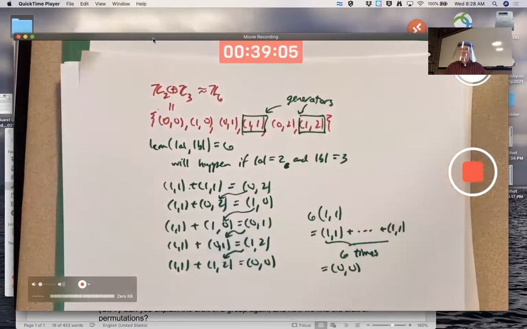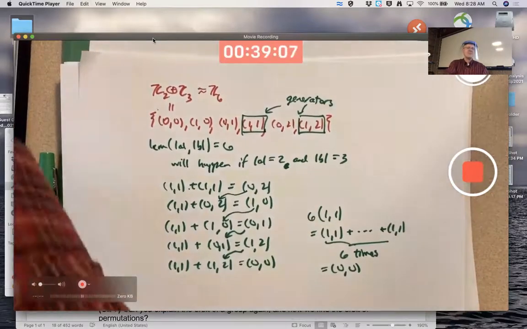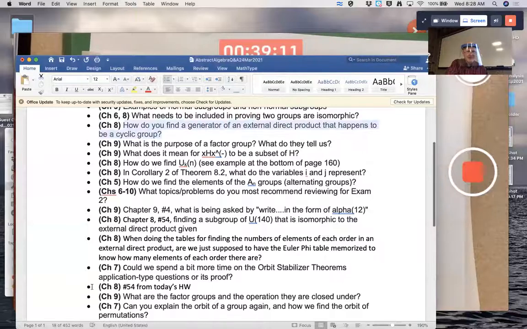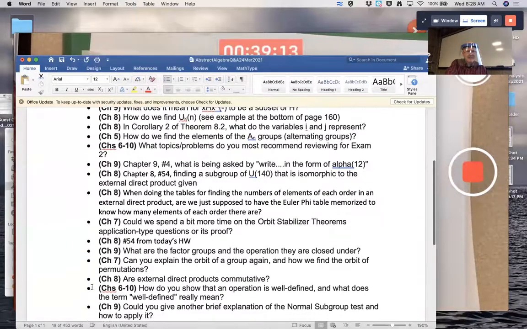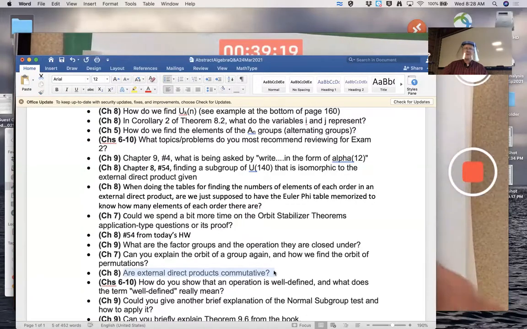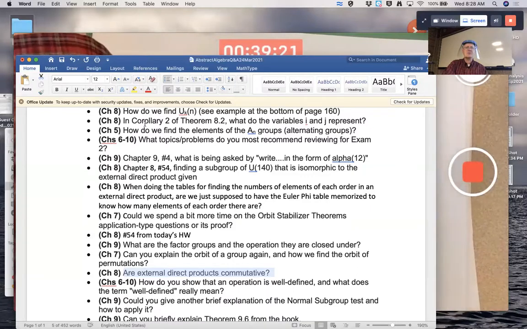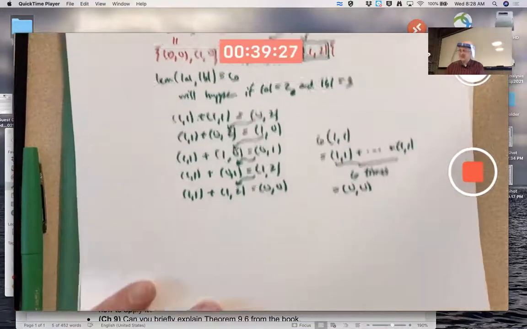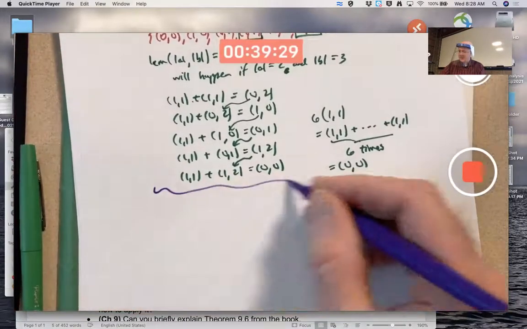Somebody else asked about whether external direct products were abelian, I believe. And the answer is it depends. Yeah, are external direct products commutative? The answer to that is it depends. Certainly the external direct product of 2 abelian groups is abelian, or the external direct product of n abelian groups is itself abelian, because there would be abelian component-wise.